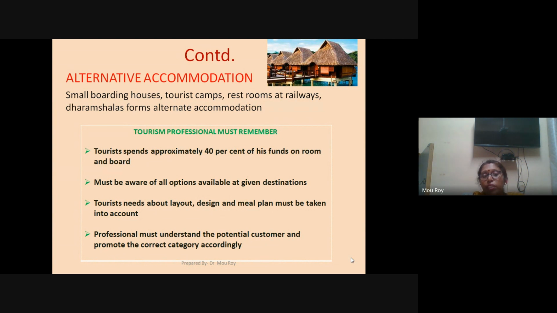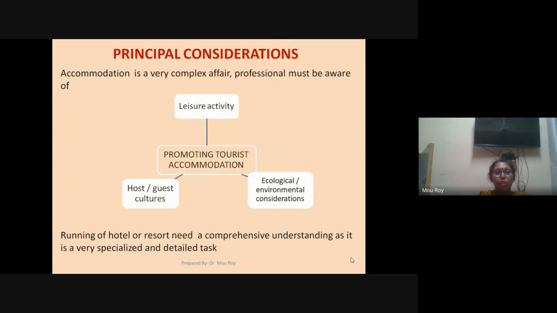So tourists need to have a proper layout, design and meal plan, and professionals must take into account all these features. A professional must understand the potential customer and promote the correct category accordingly. So accommodation is a very complex affair. Professionals must be aware of all of these, like leisure activities, the cultures, promoting accommodation, and the ecological and environmental considerations. They should take these into account.